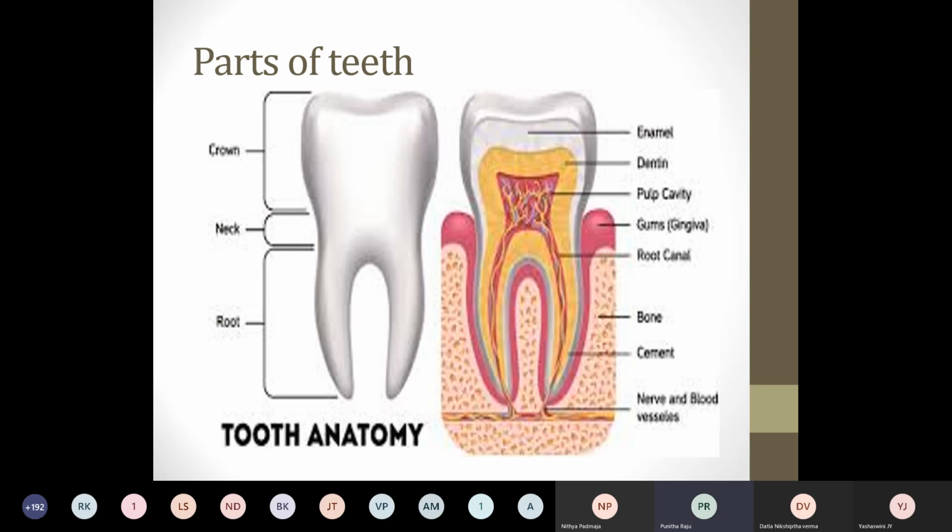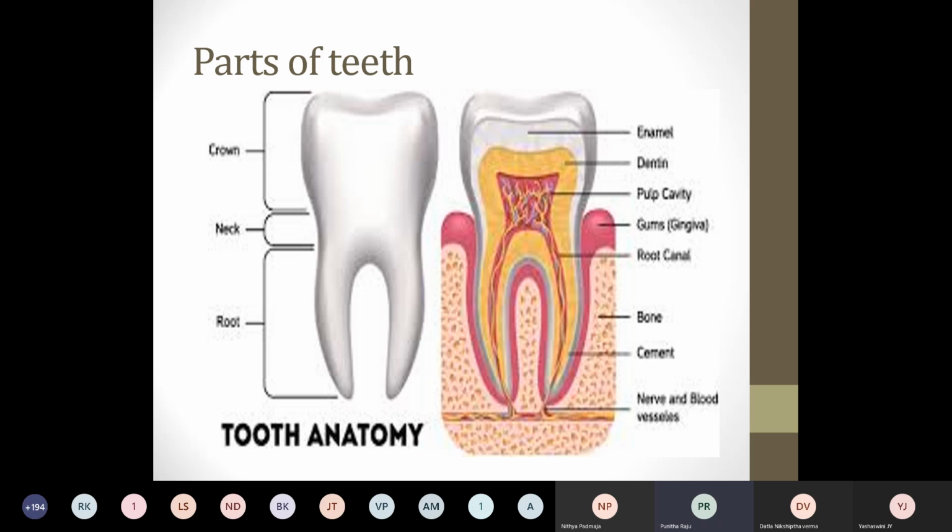So these are the parts of the teeth. This is very important. You have the crown, that is the upper part of the teeth, the neck and the root. Once you take the cross section, you have the enamel. Whatever we see, that part is called the enamel of the teeth. Next, inside the enamel, you have the dentin. Just below the dentin, you have the pulp cavity. This pulp cavity is very important. You can do ABO blood grouping from this pulp cavity, and also DNA analysis of the person if the pulp cavity is intact.